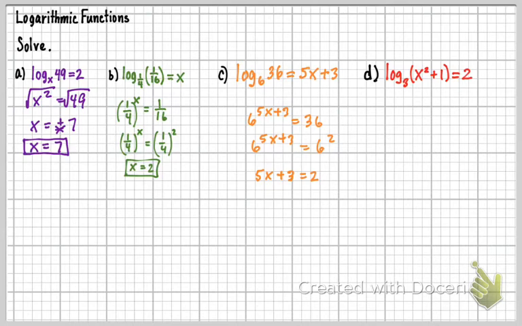So from here, we're going to subtract 3. So that's 5x equals -1, and I divide by 5, so x equals -1/5. So I have to ask the question: is that going to be legal for us? And hopefully you guys realize it is.